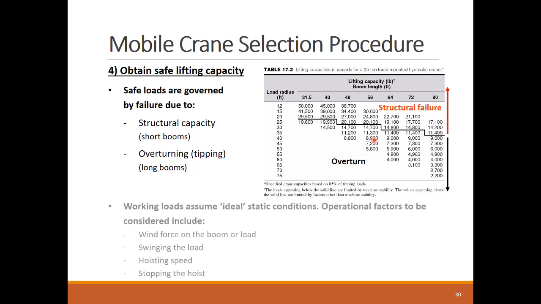The shown capacities are for ideal conditions, and the operator should consider applying adjustment factors to account for adverse work conditions like wind and the dynamic impacts of load swinging and hoist stoppage.